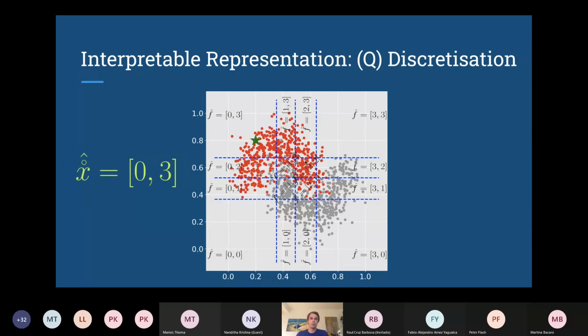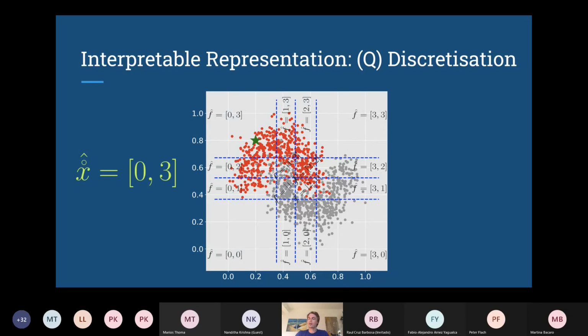Again, we start with interpretable data representation. You could imagine just using the exact feature values, 0.2 and 0.8, but this is not quite how humans reason about numbers. A more natural way would be to go with, for example, ranges. So instead of 0.2, you would be interested in, well, is it between 0.0 and say 0.4? You want to generalize it as much as possible.